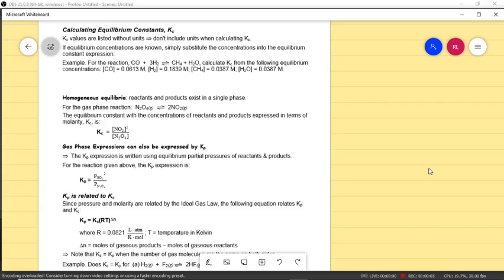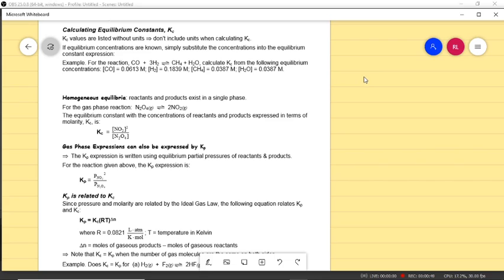Okay, welcome to the second part, and this is all about calculating equilibrium constant. So you have here our example. For the reaction carbon monoxide plus 3 moles of hydrogen gas to form 1 mole of methane and 1 mole of water, calculate the equilibrium constant from the following equilibrium concentrations. So as stated earlier, the equilibrium constant is calculated based on the equilibrium concentrations of the substances involved.